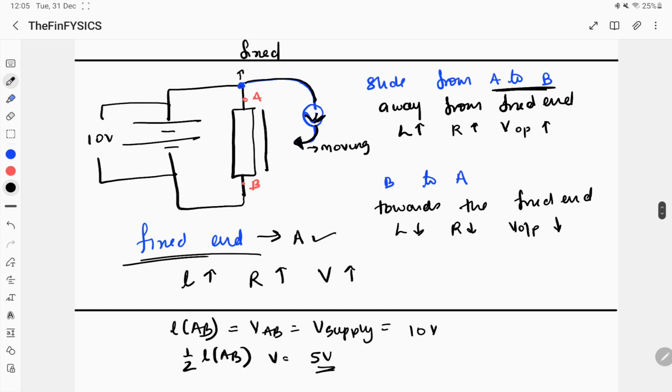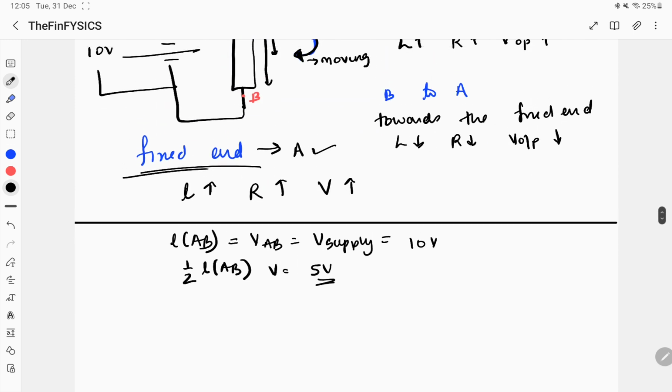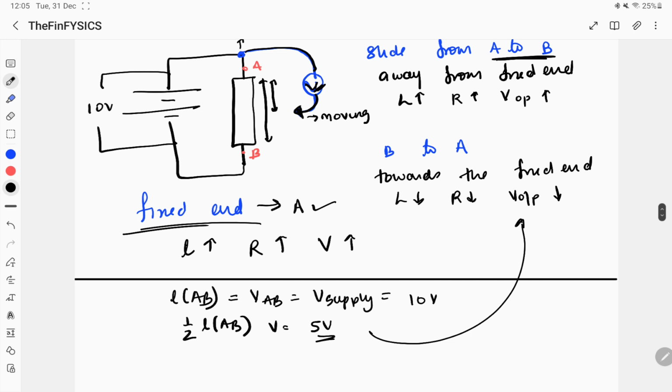So if I'm measuring the total length from A to B, I'm measuring basically 10 volts, but if I'm measuring half the length, you see I'm coming towards A, I'm measuring only half the voltage. Which again tells us that if you are moving towards the fixed end, your output voltage will decrease, whilst if you're moving away from the fixed end, your output voltage is going to increase.